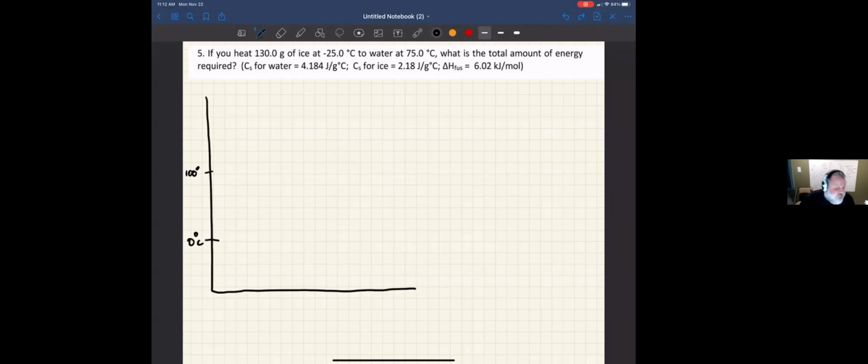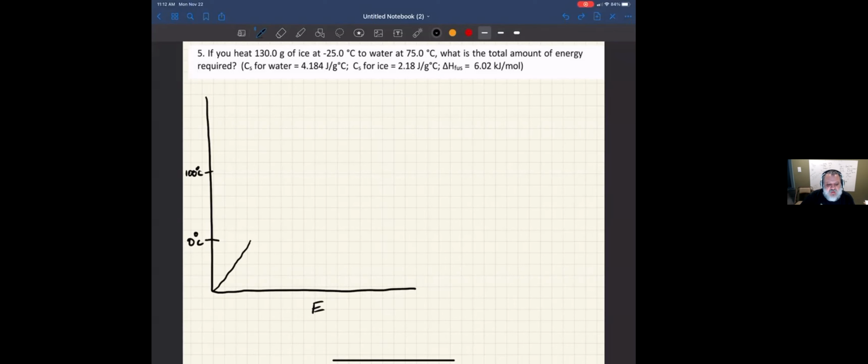Okay, guys, this question asks us to take a look at a heating curve. We're going to take some ice, it's minus 25 degrees C. We're going to heat it up to water at 0 degrees C. Now, all heating curve problems are the same. So in general, there's going to be some spots on this graph that I need to consider.